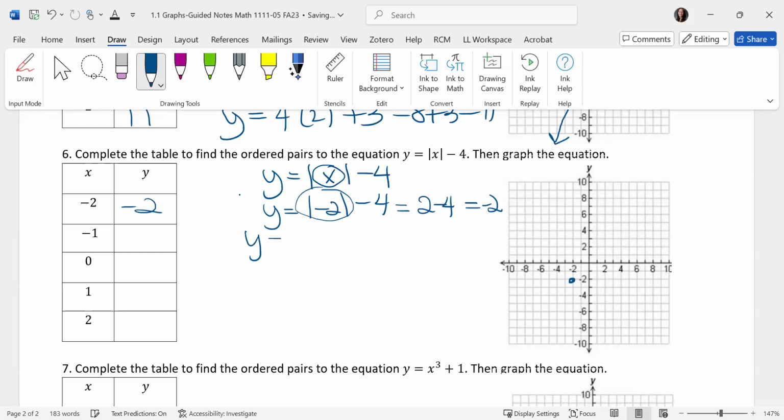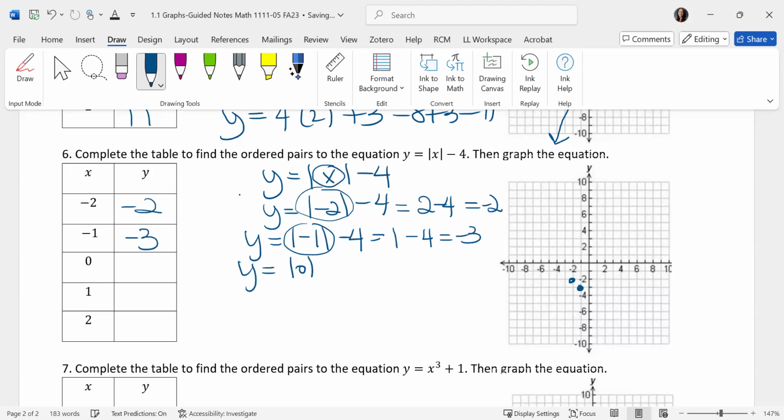Plug in -1, so we have the absolute value of -1 minus 4. Absolute value of -1 is +1. Remember, absolute value of any value makes it positive, so it's 1 minus 4, which is -3. So at -1, the y value is -3. So let's see where that is, -1, -3.